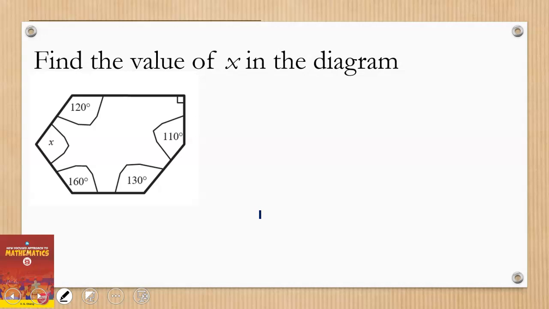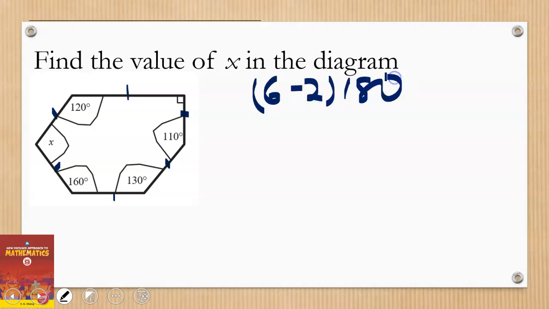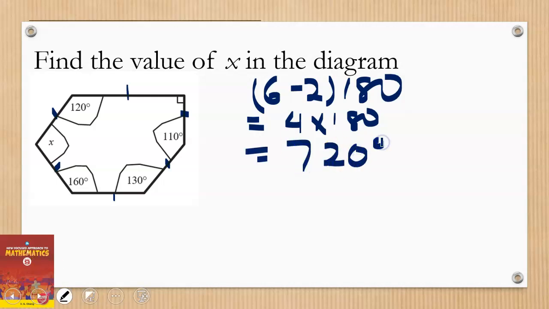Now let's take another example here. Find the value of x in the diagram. Now this is a 1, 2, 3, 4, 5, 6-sided figure, so we call it a hexagon. The hexagon must have the sum of its interior angles be 6 minus 2 times 180. And 6 minus 2 is 4, times 180 will give us 720. That means if we add all the interior angles in this polygon, the sum should give us 720.